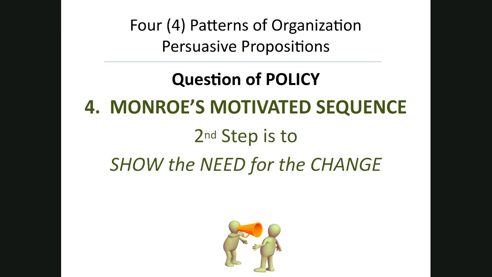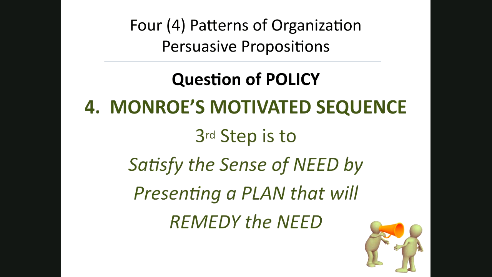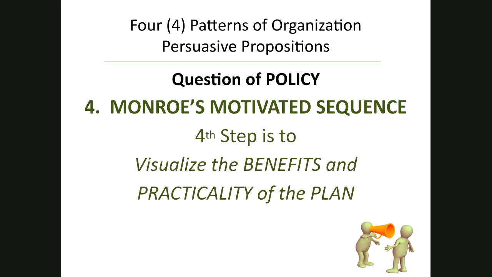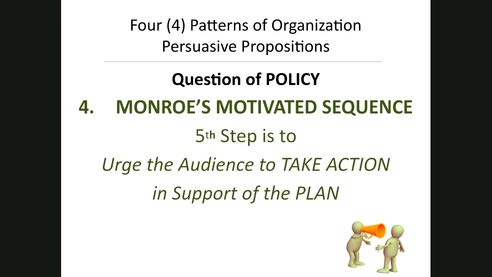Then the second thing you do is show the need for change. The third step is to satisfy the sense of need by presenting a plan that will remedy the need. And finally, a fourth step is to visualize the benefits and practicality of the plan. The fifth step is to urge the audience to take action in support of the plan.